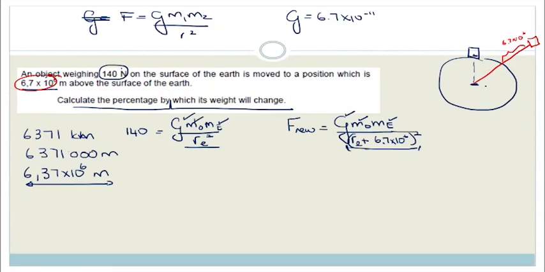So what has actually happened? Do you agree that this is approximately double now? The distance is now double. Okay. So, but all of that is squared.